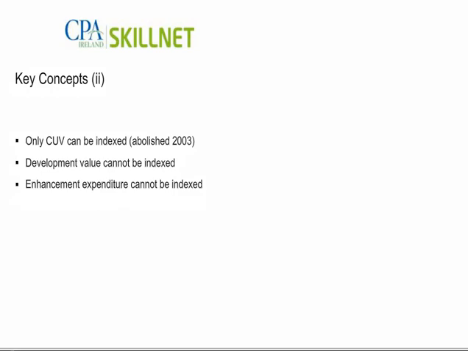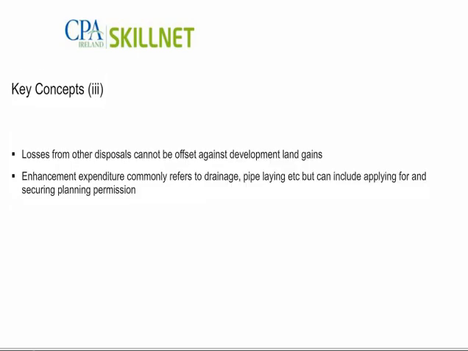The rules are straightforward enough, but the standard rule is that when you're dealing with capital gains tax, only the current use value can be indexed. Bear in mind, indexation was abolished in 2003, but for land that's been in the family for a long time, indexation is important. So only the agricultural value can be indexed. Development value cannot be indexed. Enhancement expenditure cannot be indexed.